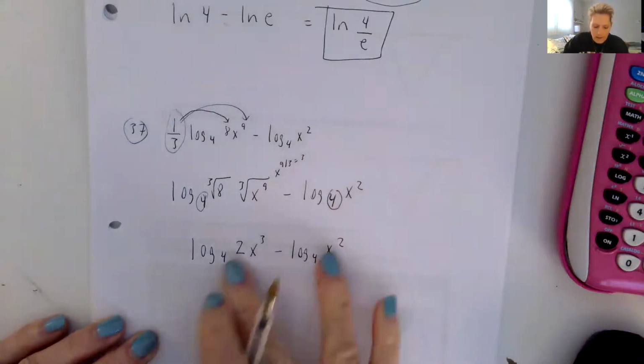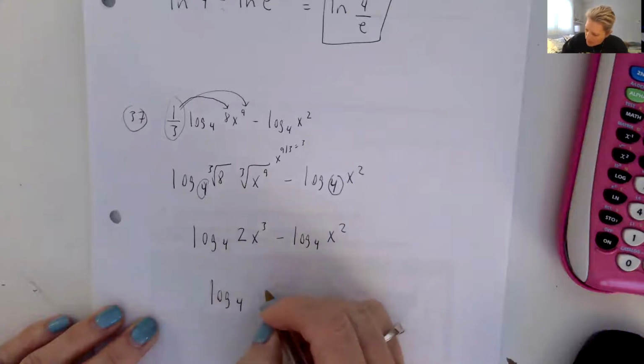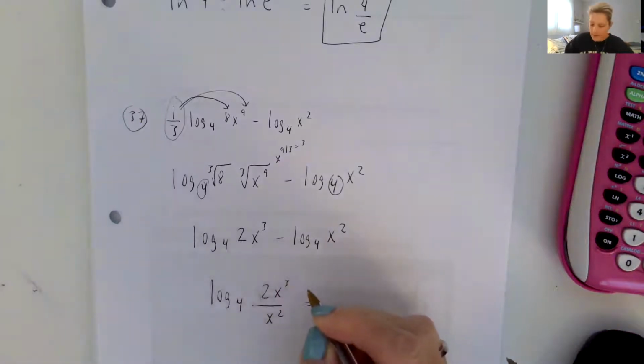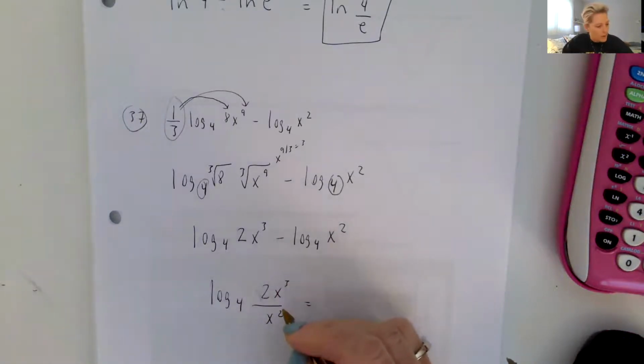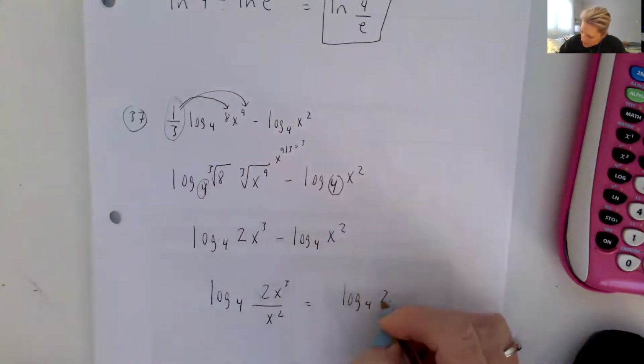So now we can take this and turn it back into the quotient of log base 4 of 2x cubed over x squared. And then we can simplify the x cubed over x squared into log base 4 of 2x.